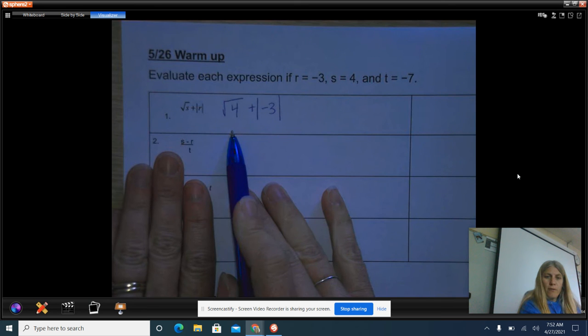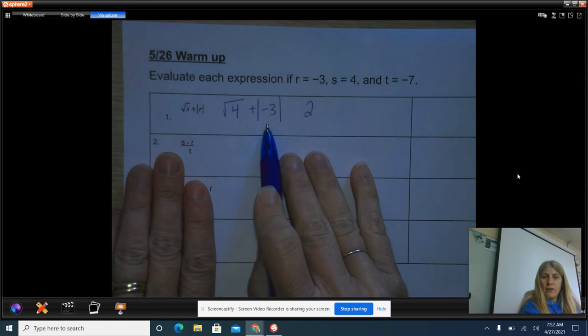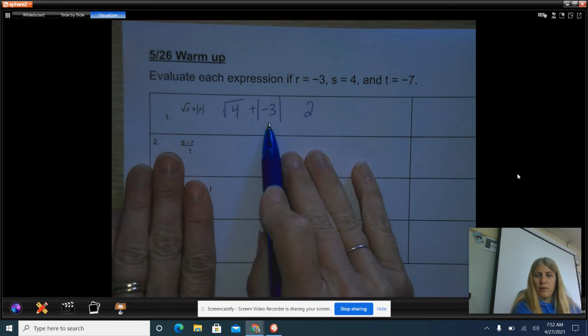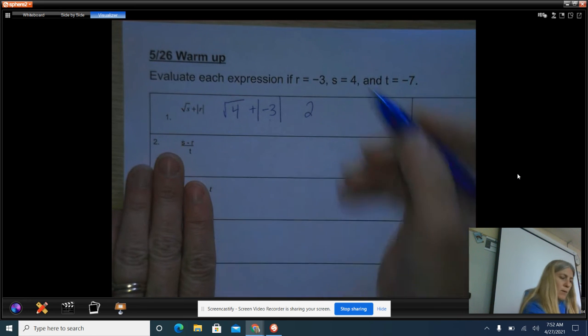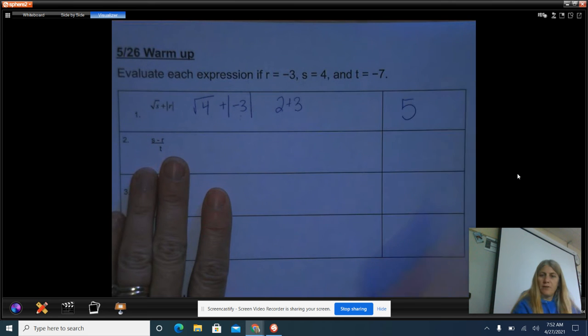The square root of 4 is 2. And then the absolute value of -3, we're asking ourselves once we get a single digit in there, how far away from 0 is -3 on a number line? And that, of course, is 3 spots away. And so our answer is 2 plus 3, which is 5.